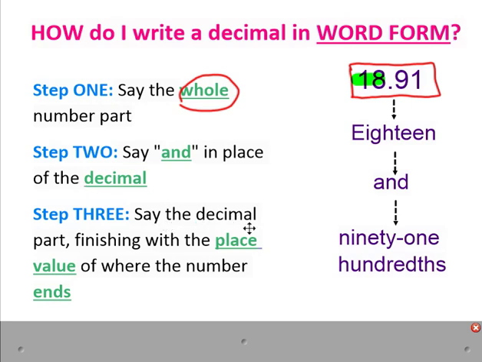Now, the third step is the hardest, okay, but it's not too hard. You're going to say the decimal part, finishing with the place value of where the number ends, okay? So we have 18 and 91. You're going to say that together. Now, what is this place value right here? That's the last number. That's hundredths. So 91 hundredths. Just like that. And you have the THS on the end right there because it's after the decimal.